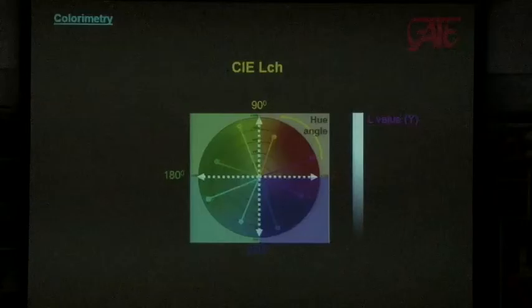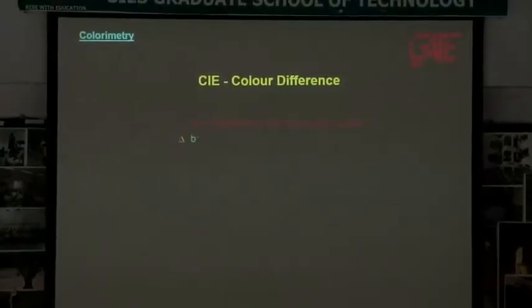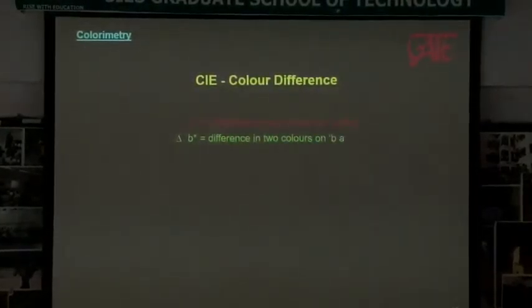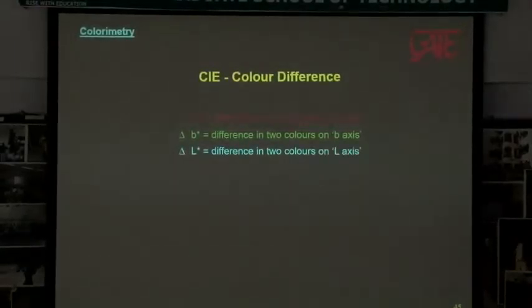So with color difference, now we measure how far away the two colors are. On the A axis, how far they are away from each other, on the B axis, how far they are away, and on the L axis. Or in the LCH system, in chroma, that is the difference in two colors on the C axis, or the difference in hue angle. Okay.